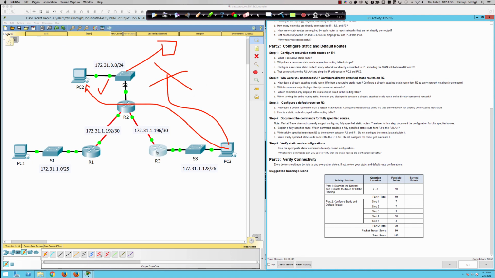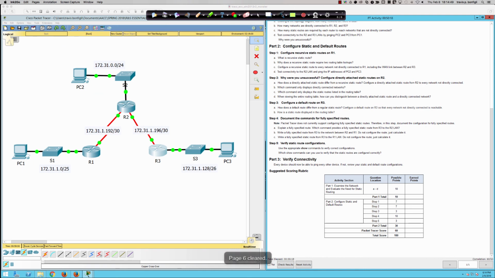Now, if I leave both routes in there, the host route that we had on router 3 and the default route, it's going to work just the same. Now we just have redundancy. We have a second route to get to that PC in addition to the default route.